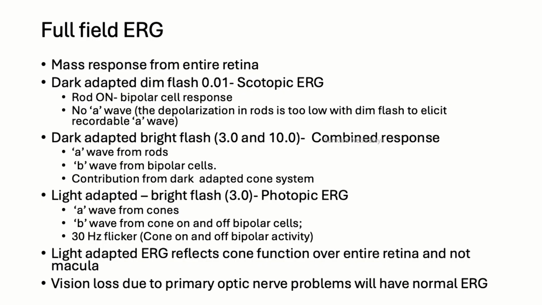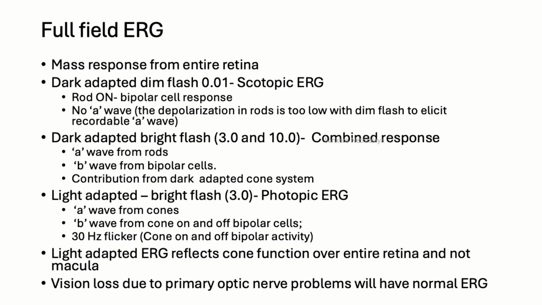There is no A wave seen in the dim flash scotopic ERG. How do you explain that? No photoreceptor response, and if there is no photoreceptor response, the bipolar cell won't even receive the stimulus. If you throw light on the retina and the rods are responding, only then the bipolar cells will receive the next stimulus. And the bipolar cells are recorded. That is the B wave.